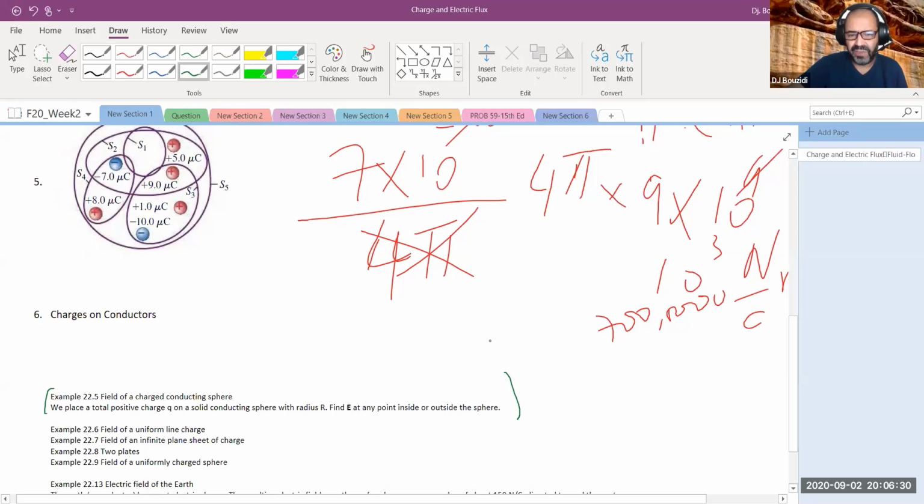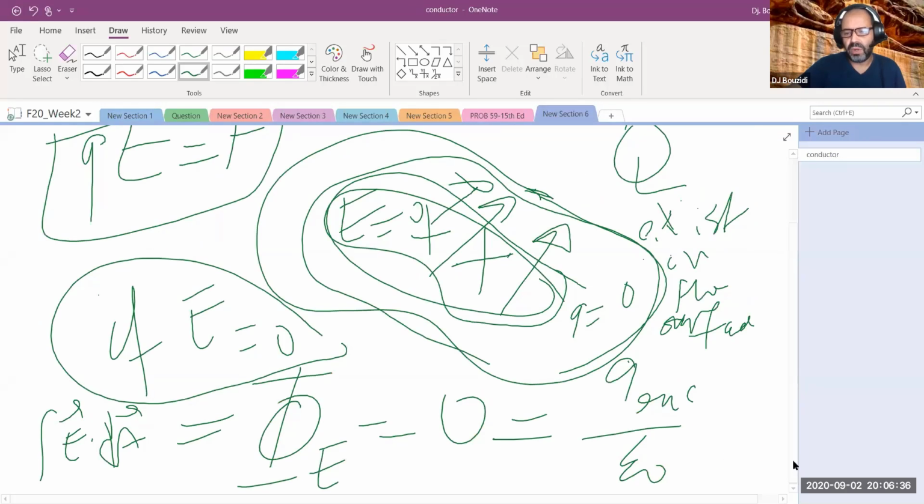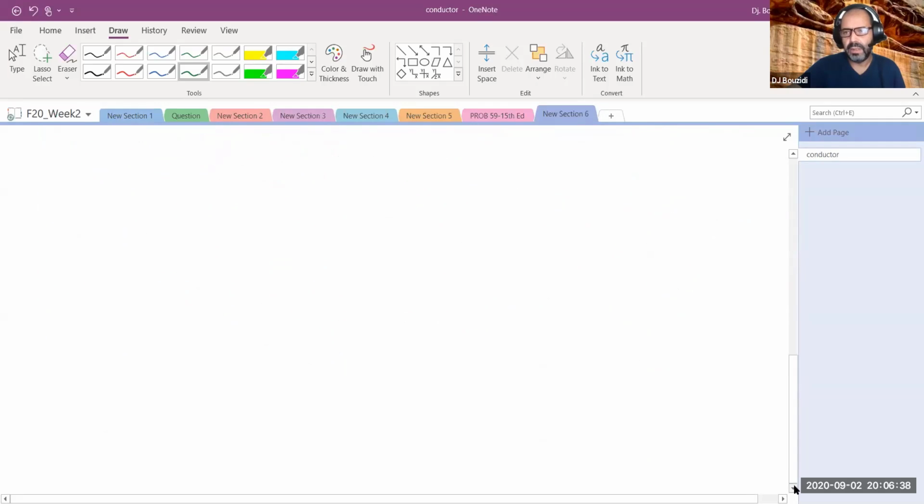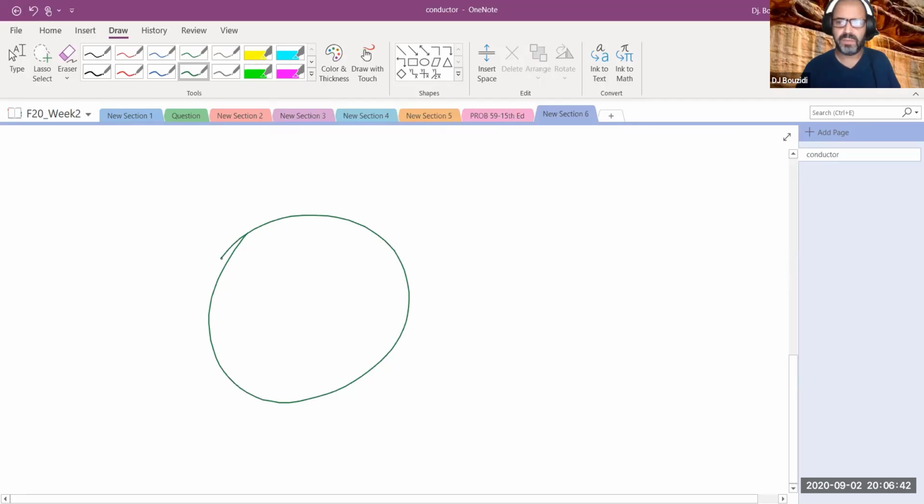Find the electric field at a point inside or outside the sphere. Okay, this should be easy to answer if we do the following argument. So we have a sphere now. This is not a circle, this is a sphere. And we have a charge Q on it.